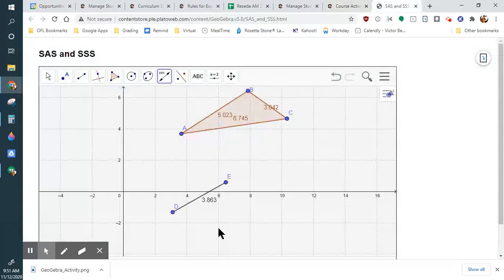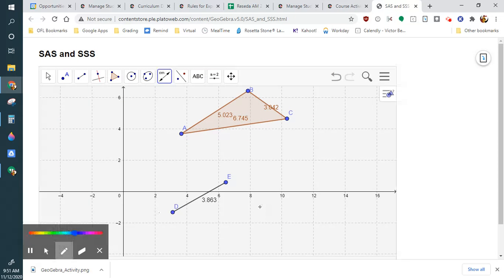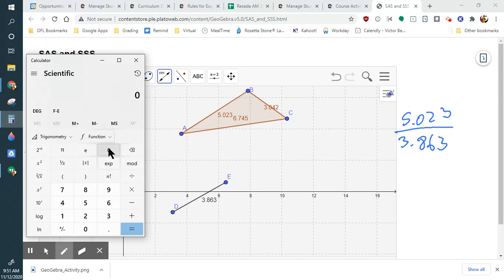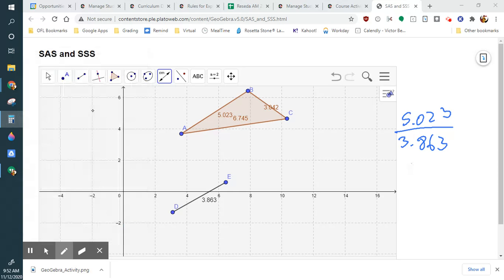And I want to find the ratio. So I want to do new over old again. So I want to do 5.023 over 3.863. So I'm going to grab my calculator for that. 5.023 divided by 3.863. I don't know why, but this time they're doing 3 decimal places. Doing 3 decimal places isn't that hard for this one. So our ratio is 1.3. That's good. I like that it's not that hard to do.